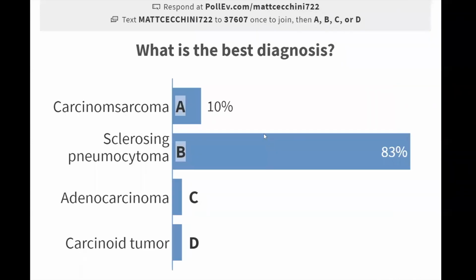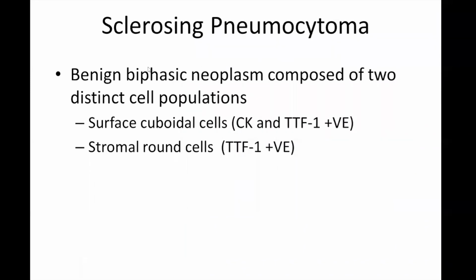Great job, everyone. So this is, in fact, a case of a sclerosing pneumocytoma. So a sclerosing pneumocytoma is a benign biphasic neoplasm that's composed of two distinct cell populations. You have these surface cuboidal cells. They're a bit smaller, and they line these surface areas, and they're cytokeratin and TTF1 positive, whereas the stromal round cells are only TTF1 positive.